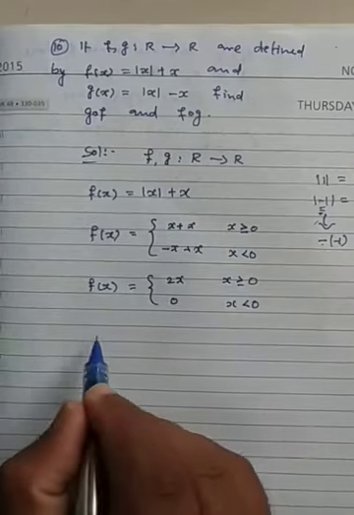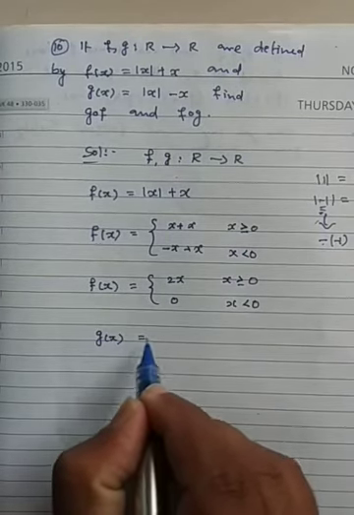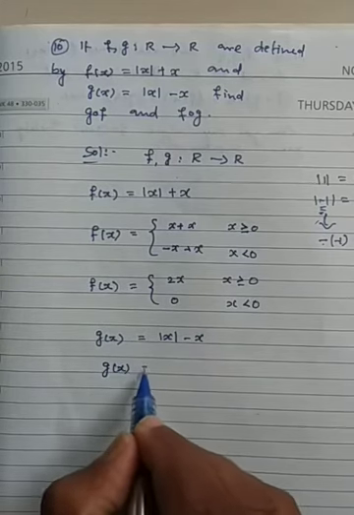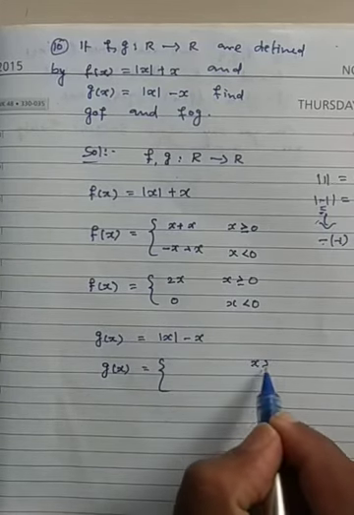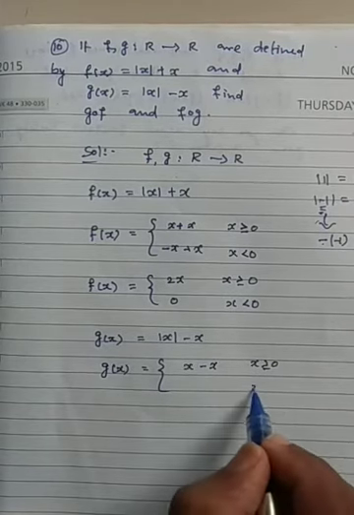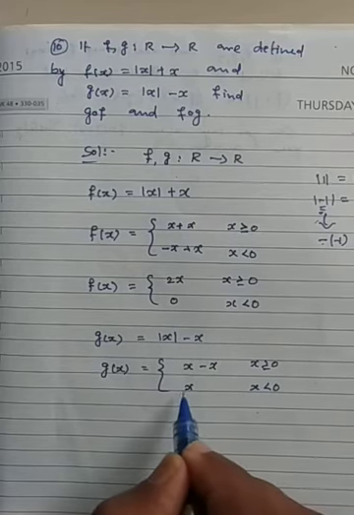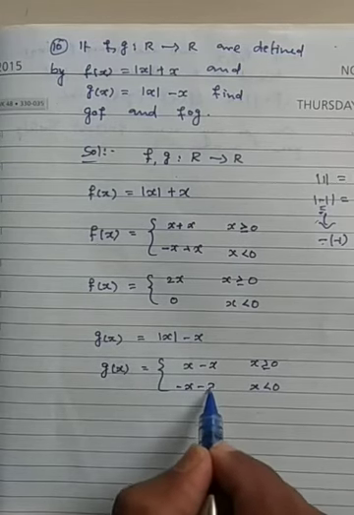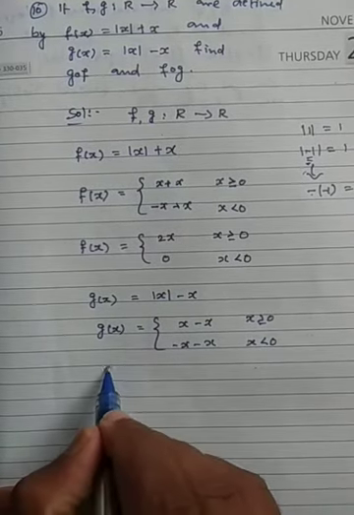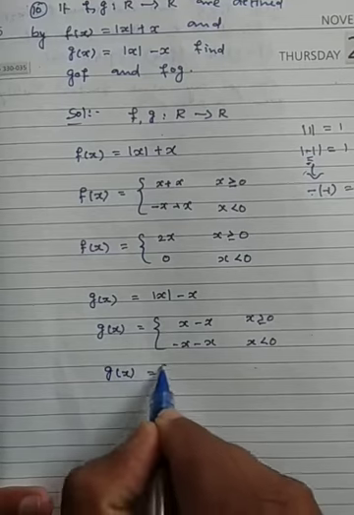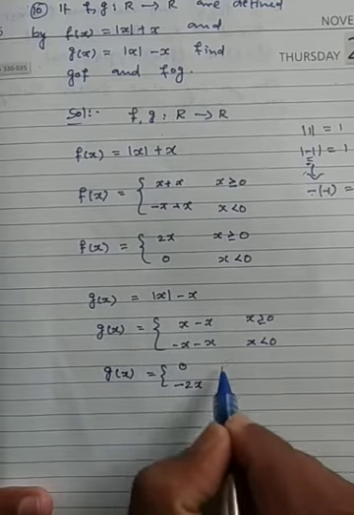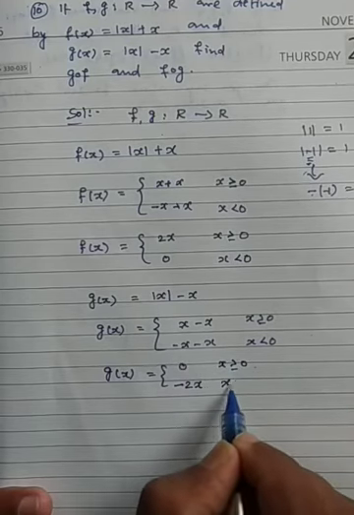Similarly, now g of x. G of x, what have they given? Mod x minus x is there. Same thing, for g of x I am splitting the domain. If x is greater than or equal to 0, there is no need to put mod, it will come as x. If x is less than 0, then this will become minus x, because for the negative we need less than, to avoid the negative. Then the g of x function will become what? Plus x minus x cancels, 0. Minus, this is minus 2x will come if x is less than 0, and 0 if x is greater than or equal to 0.